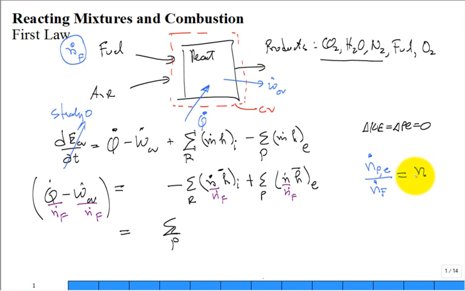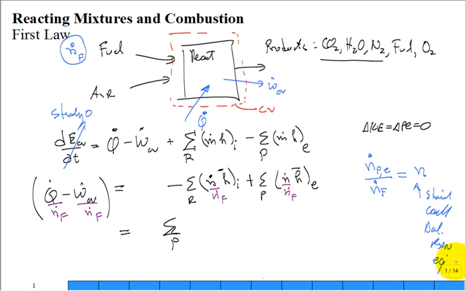The book uses n without a dot for the stoichiometric coefficient, a general stoichiometric coefficient in our balanced chemical reaction equation. So right away it can be very confusing. Sometimes I have n dots, sometimes I have n dot of the fuel, sometimes I just have n without a dot. But this is a stoichiometric coefficient in our balanced reaction equation.